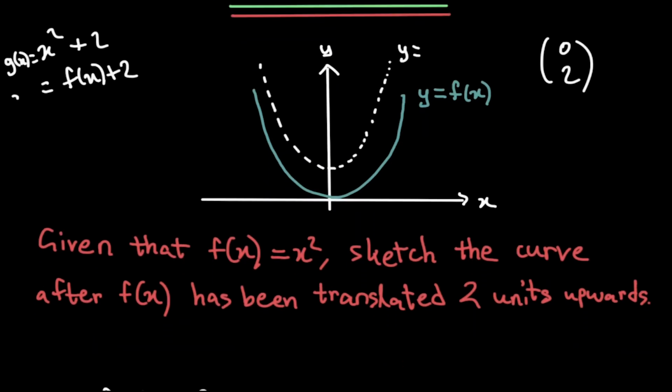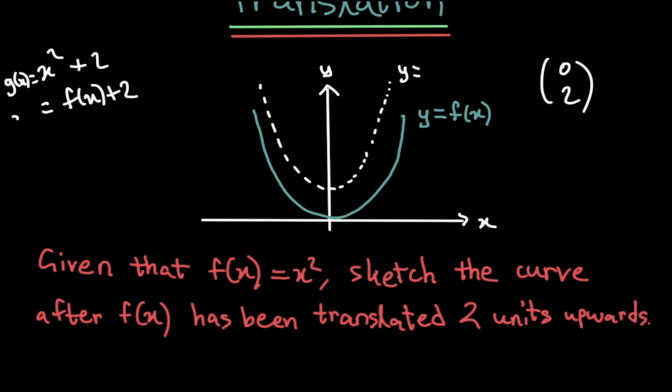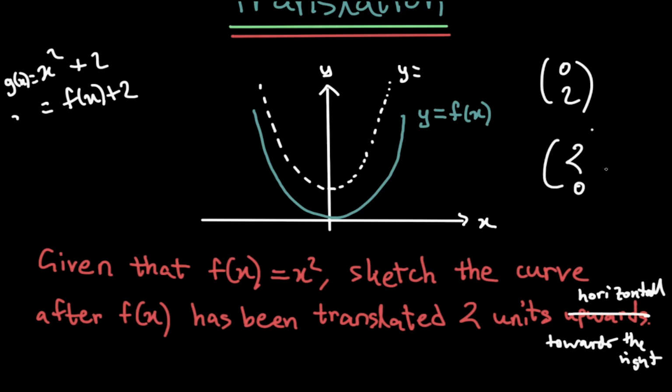Okay. Now, what if I wanted to translate this 2 units horizontally towards the right, all right? I'm just not writing it. All right, you know what, let me just write it. Towards the right. So how I do this is basically represent this translation by the vector (2, 0).